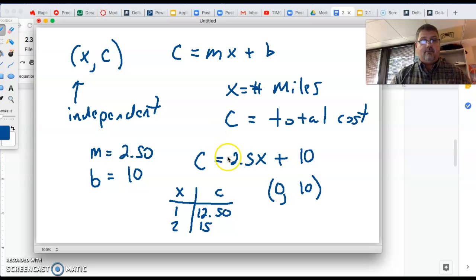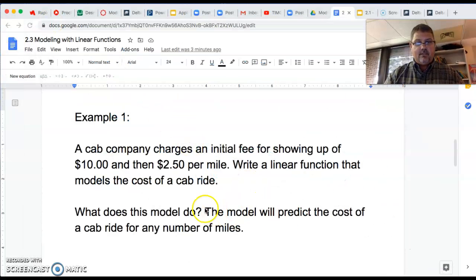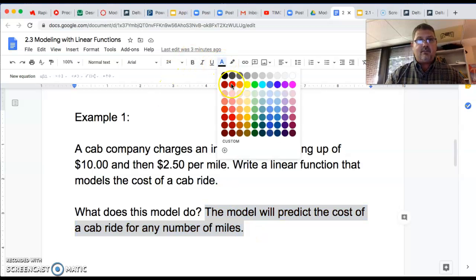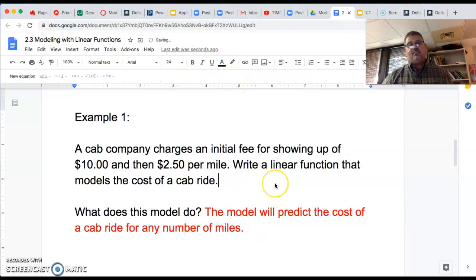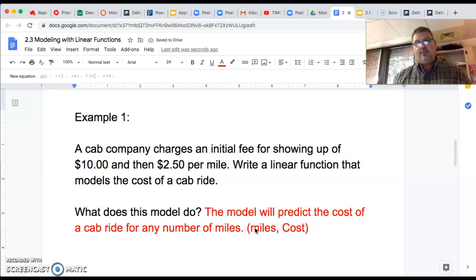Okay? Let me make sure we covered all our bases here with this one. But I'm telling you, the most important thing out here is answering this question right here. If you can't answer this question, then you really don't have control of the situation. What does the model do? And you need to know input and output. So we'll put that even right here too. Miles go in, cost come out. If you don't know that, you don't have good control over what you're working on, okay?